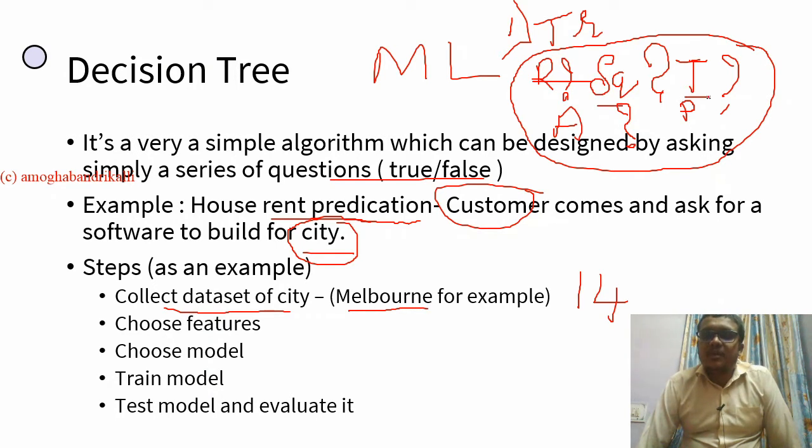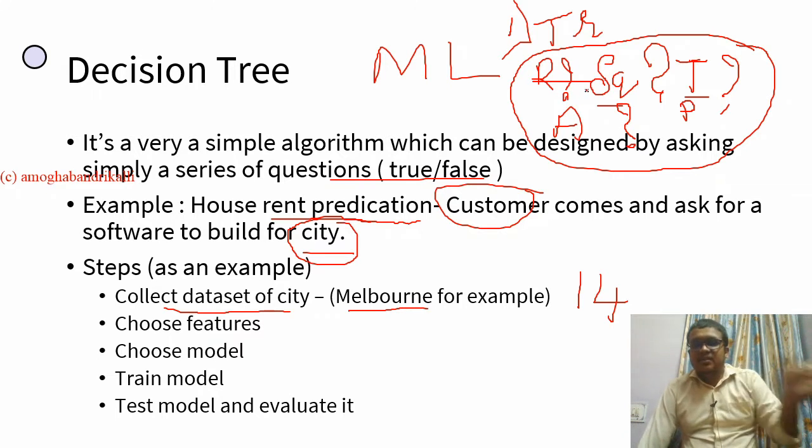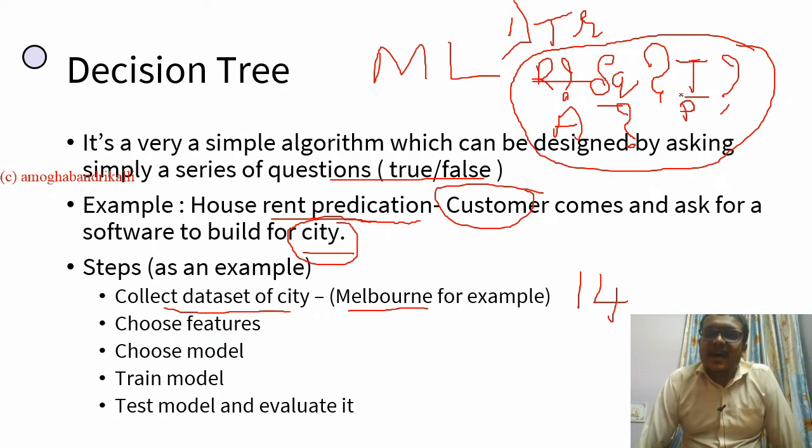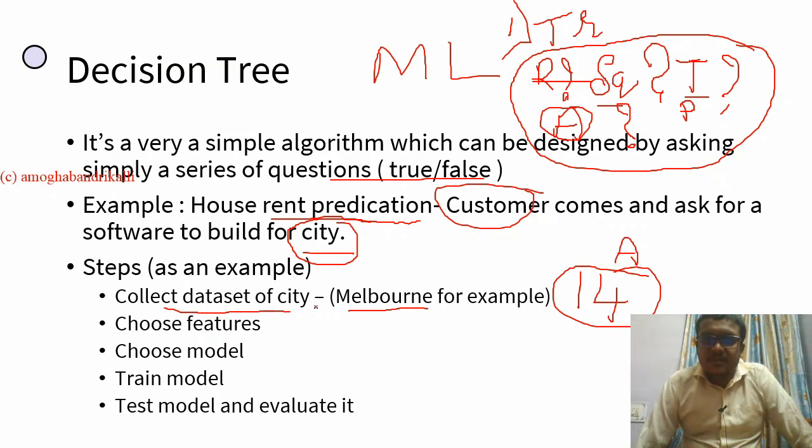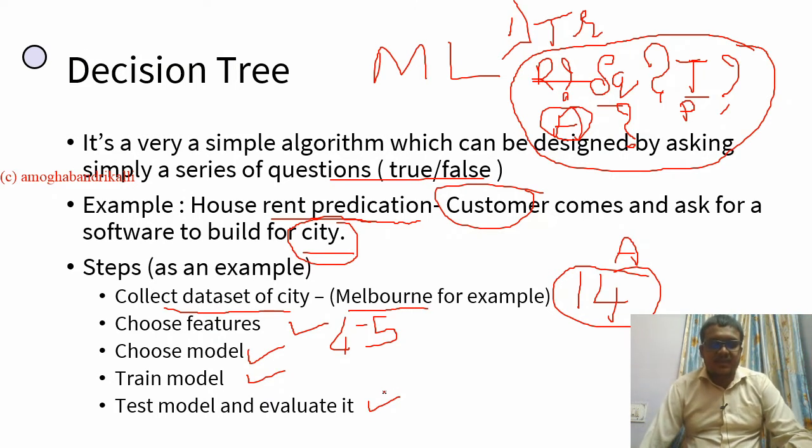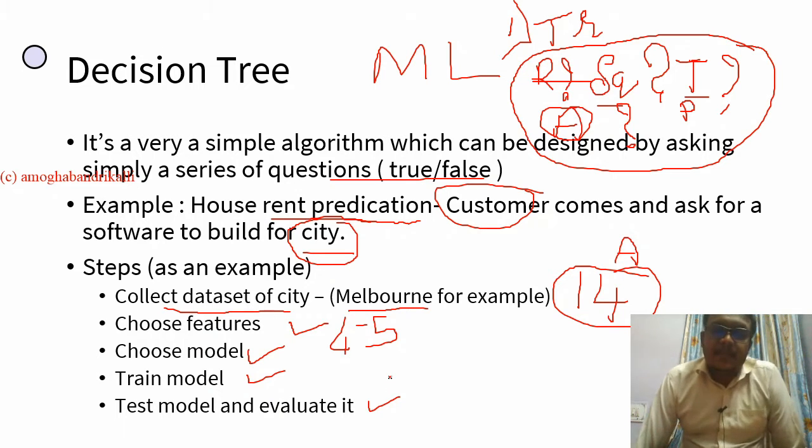How many rooms, square feet, the length of the house, whether transport facilities are easily accessible to that location, the address of the location, the sitting area, whether it has any gardens and all. If we have 14 of these, based on the customer's requirement, you can choose 4 to 5 efficient features. You can choose a model, train the model, and test and evaluate it. This is the simple process we have seen.